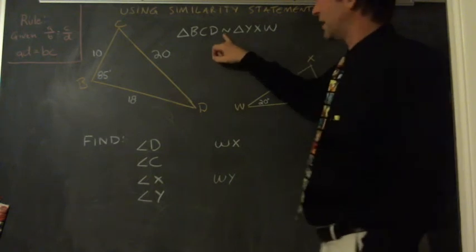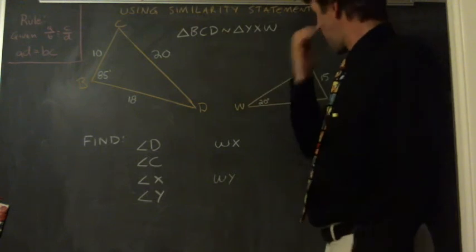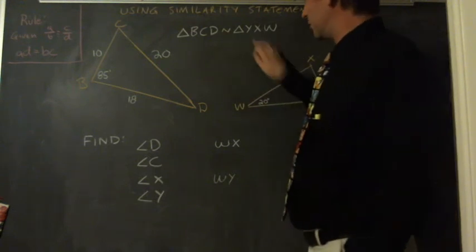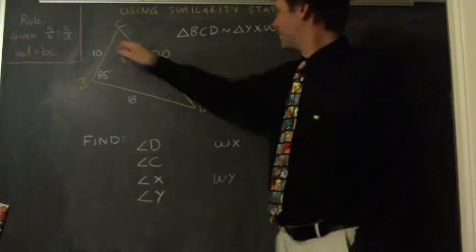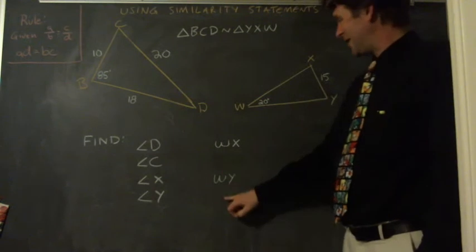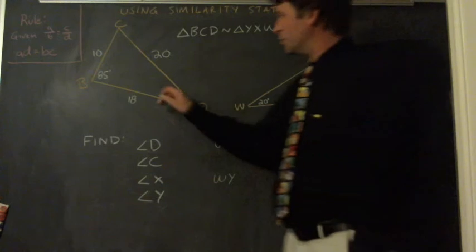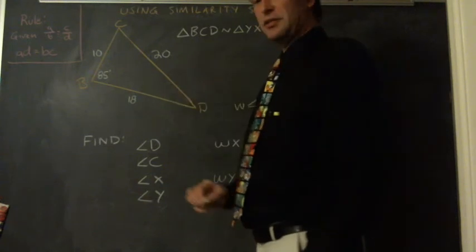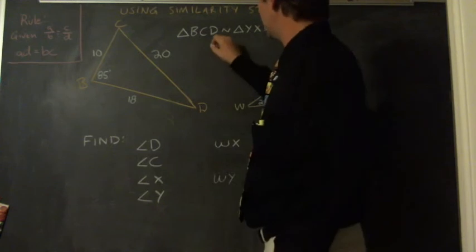In similar triangles, angles are congruent and sides are proportional. We're going to use the fact that these two triangles are similar to find the missing angles, C, X and Y, and the missing sides, WX and WY. There's 180 degrees inside this triangle. We're going to try and find out how big these angles are.